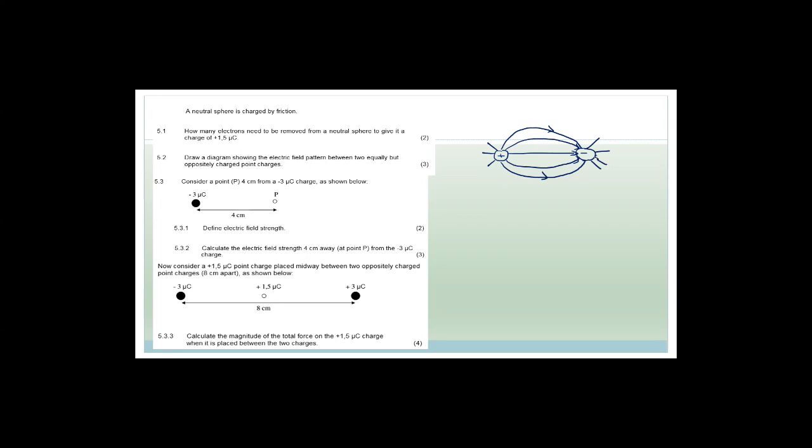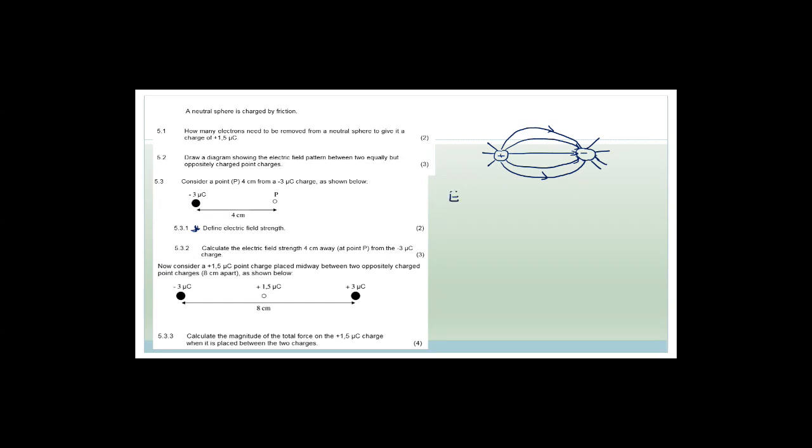Okay, moving on. It says, consider a point P 4 centimeters from the minus 3 microcoulomb charge as shown. Define electric field strength. Done already, not doing it again. Now it says calculate the electric field strength 4 centimeters away at point P from the minus 3 microcoulomb charge.